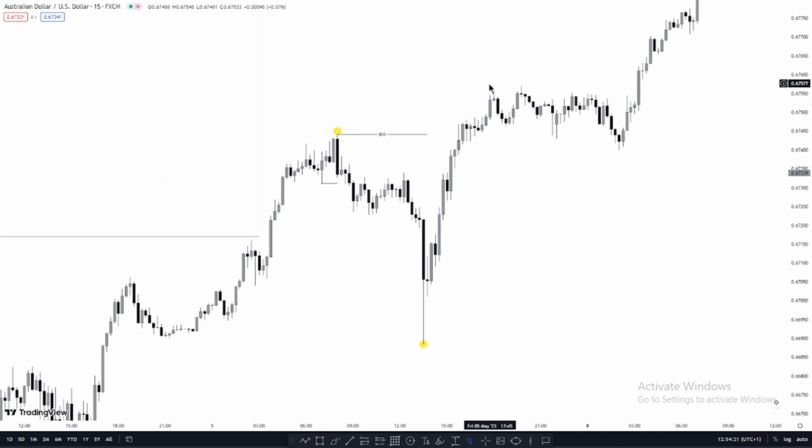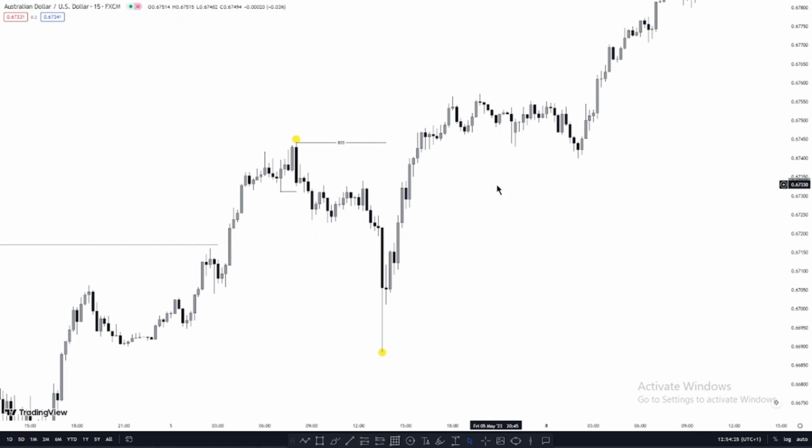Is this a new high? Is this high valid? No, it's not valid because it has not taken out any structure low. All right? And then price came back and printed this high. Is this high valid? All right? Now, this is valid. Why is it valid? Because price has taken out the first internal structure low. Take a look at this. This is your first internal structure low. And as you can see, price took it out.